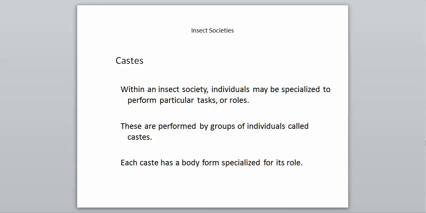And so within an insect society, individuals may be specialized to perform particular tasks or roles, and they are performed by groups or individuals called castes. Each caste has a body form specialized to its role. So when you have a specific job within the colony or within the society, you are filling a specific caste, or your role.